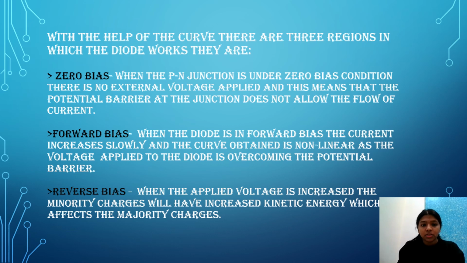When the PN junction diode is under reverse bias condition, the p-type is connected to the negative terminal while the n-type is connected to the positive terminal of the external voltage. This results in an increase in the potential barrier. Reverse saturation current flows in the beginning as minority carriers are present in the junction. When the applied voltage is increased, the minority charges will have increased kinetic energy, which affects the majority charges. This is the stage when the diode breaks down. This may also destroy the diode.